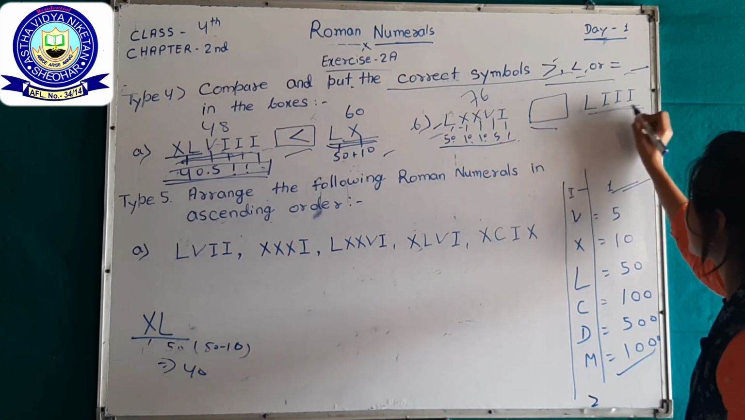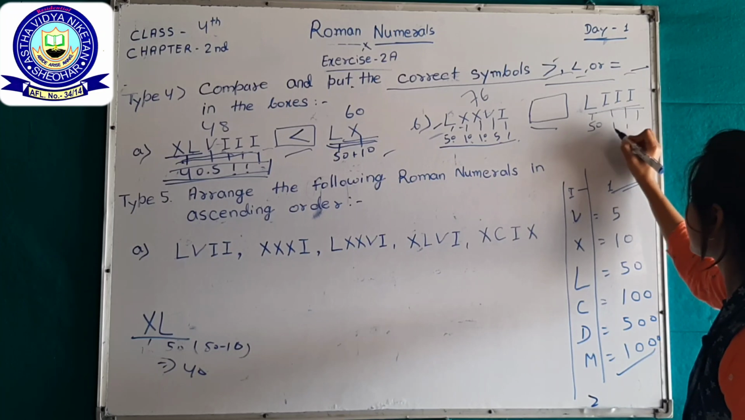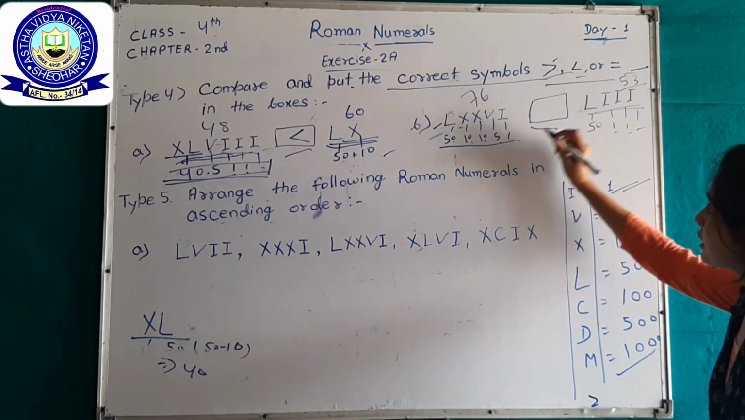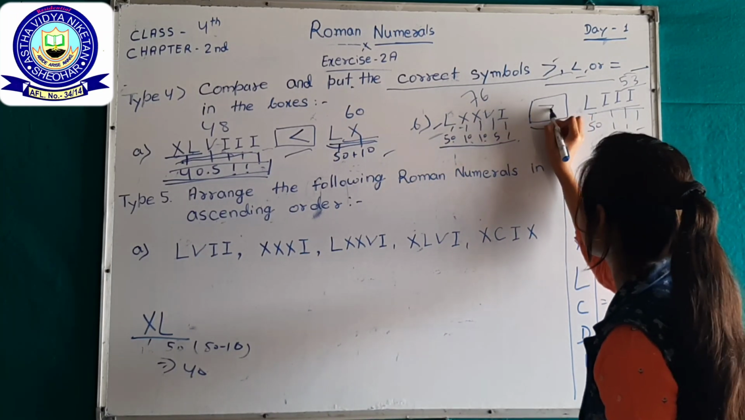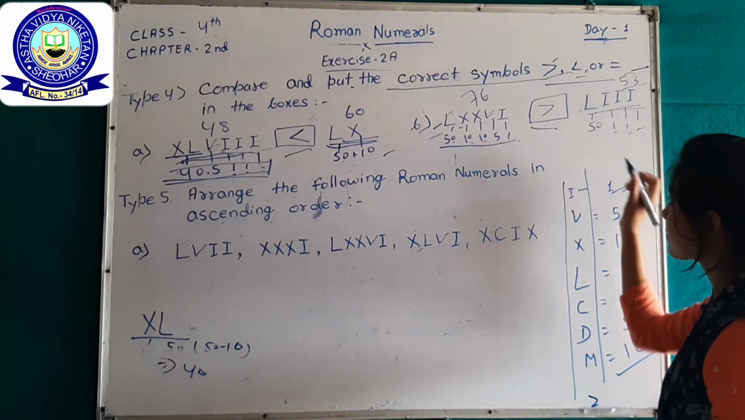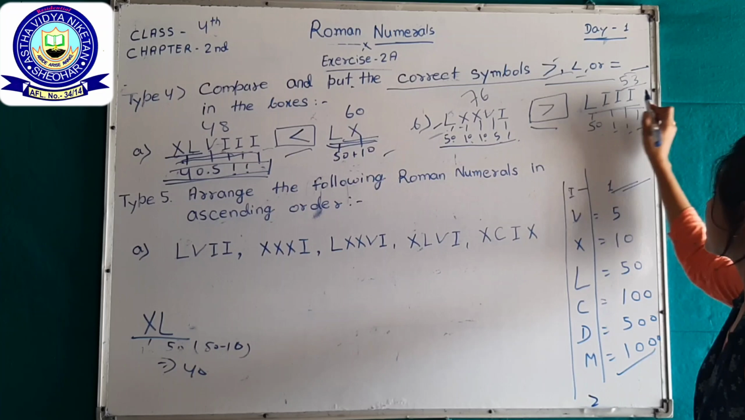And the value of LIII is 50, 51, 52, 53. Which one is greater? 76 is greater than 53. LXXVI is greater than LIII.